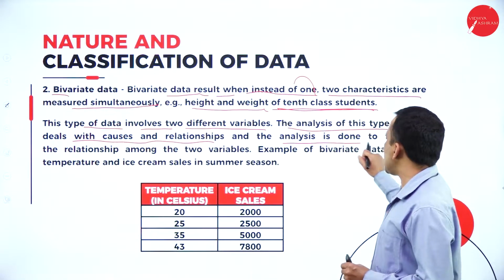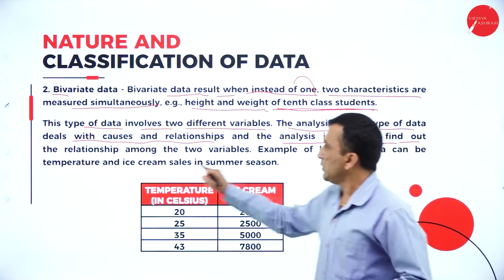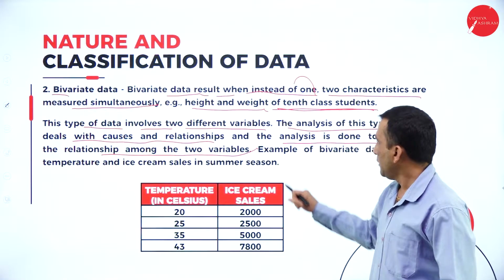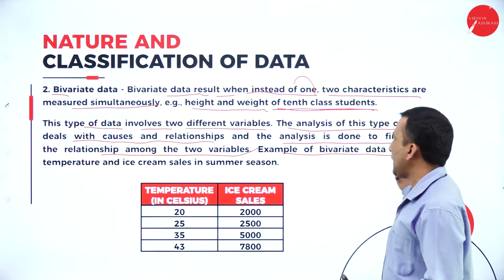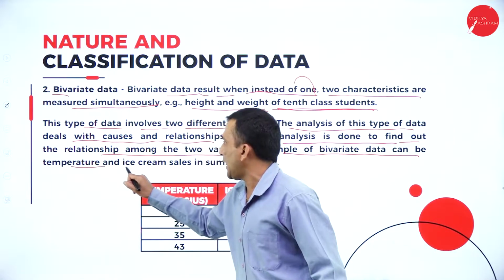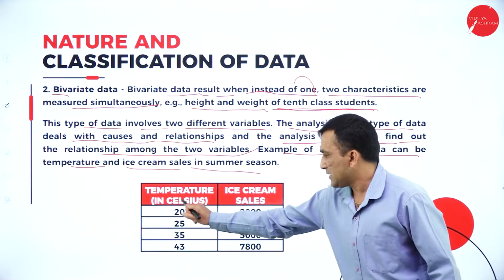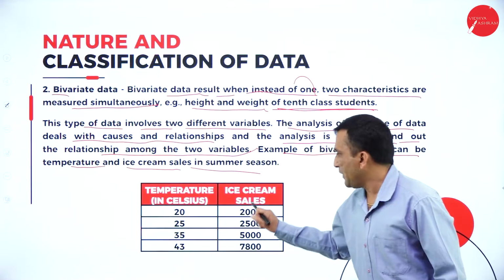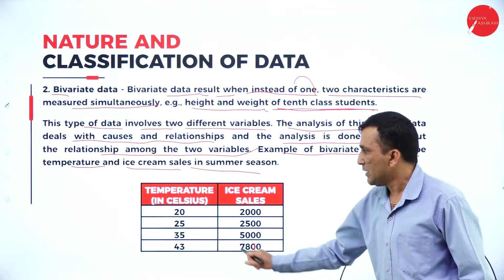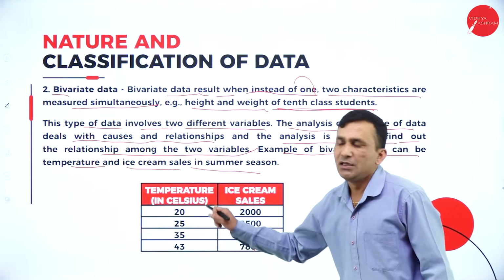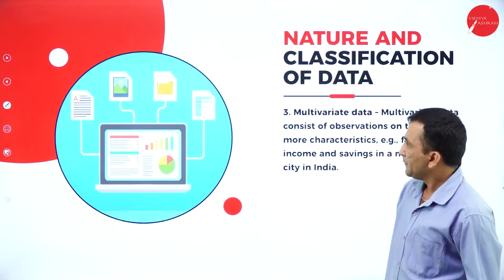The analysis is done to find out the relationship among the two variables. For example, bivariate data can be temperature and ice cream in the summer season. See, as the Celsius increases, obviously the sales also increase. So the cause and effect, obviously, is an interrelation, right? So moving forward to the next one.